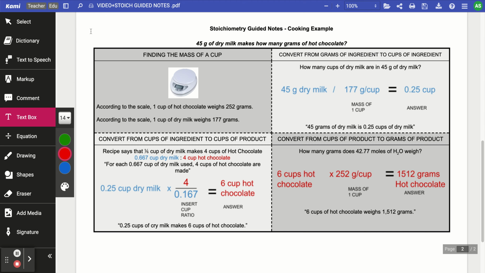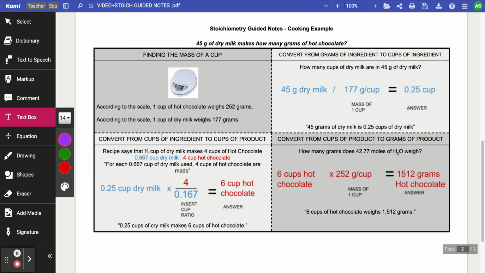I am now going to explain the metaphor piece by piece, and hopefully it makes a little bit more sense. I'll be putting my notes in purple so you can look at it later. All right, so the first thing that I'm doing is I'm saying, hey, if I have 45 grams of dry milk, how many grams of hot chocolate is that going to make me?